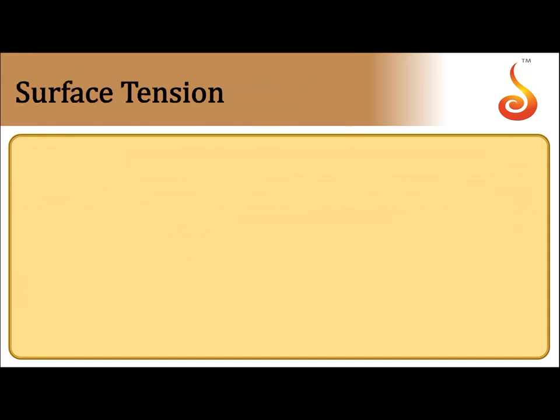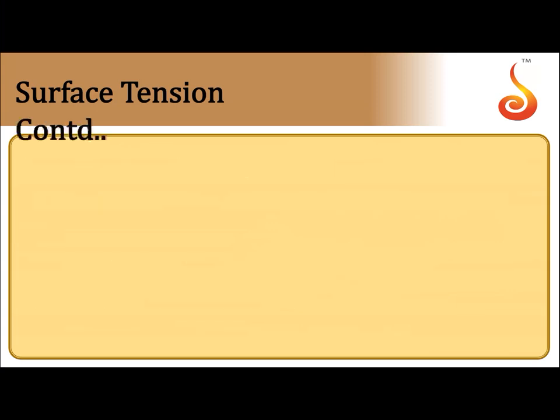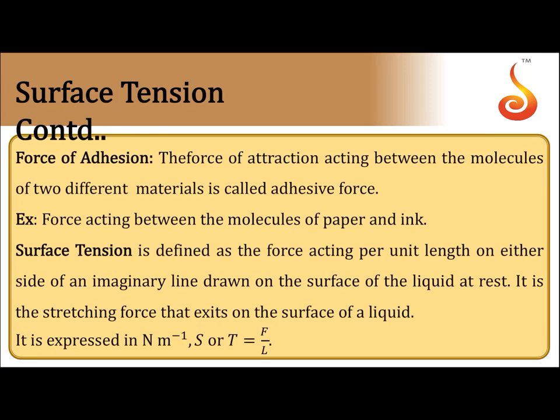Now moving on to surface tension. So force of attraction or repulsion between the molecules of a substance, they are called intermolecular forces. So there are two types of intermolecular forces. One is cohesive force, other is adhesive force. If the force is existing between the molecules of same kind, then it is cohesive force. If it is between molecules of different kind, it is adhesive force.